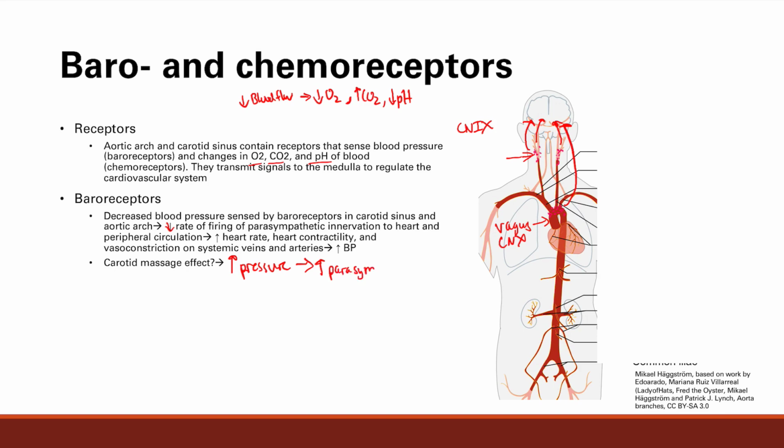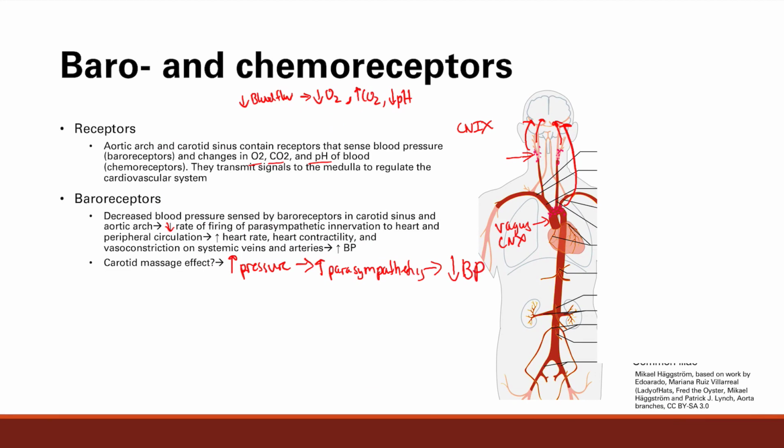Okay. And then what's going to happen? What's going to happen to your heart? Well, you're going to have decreased contractility. You're going to have decreased heart rate. What's going to happen in the peripheral system? You're going to have vasodilation. And at the end of the day, you're going to get decreased blood pressure. So this is a beautiful system.